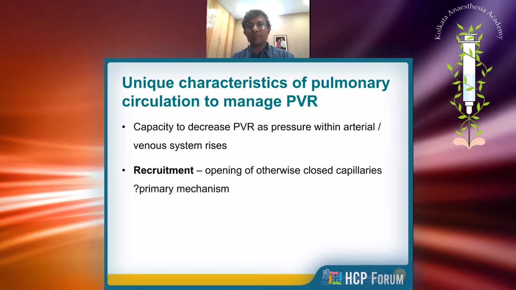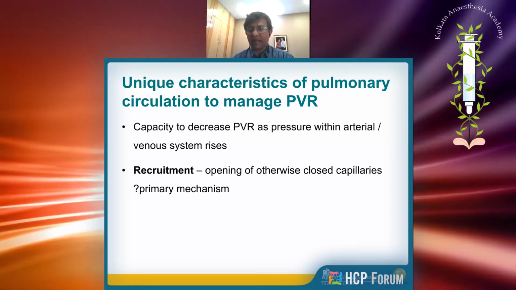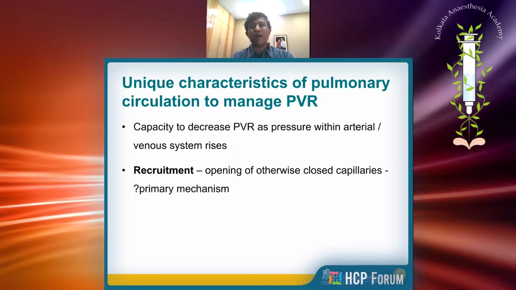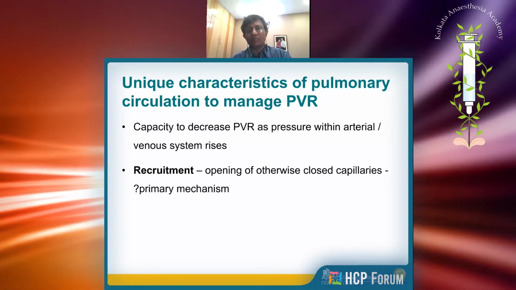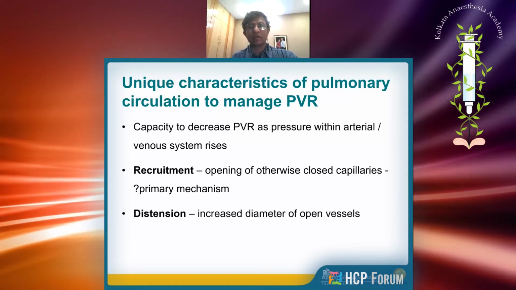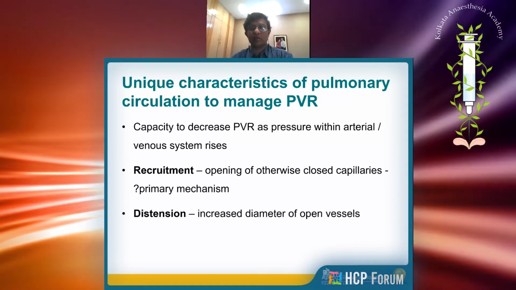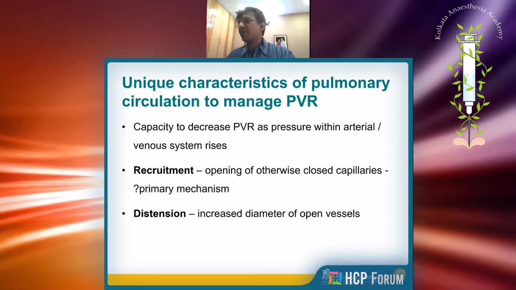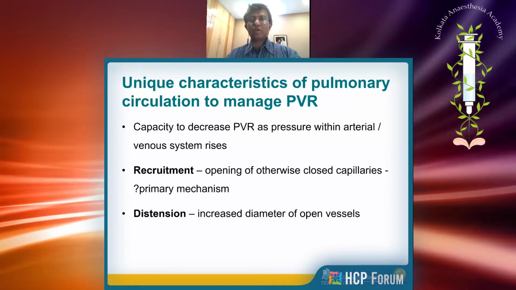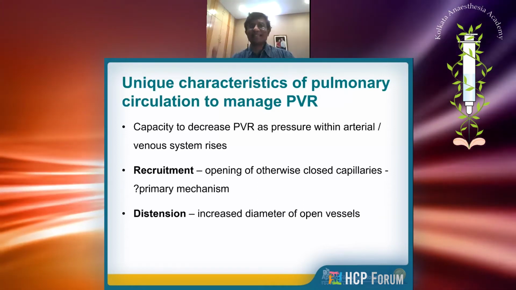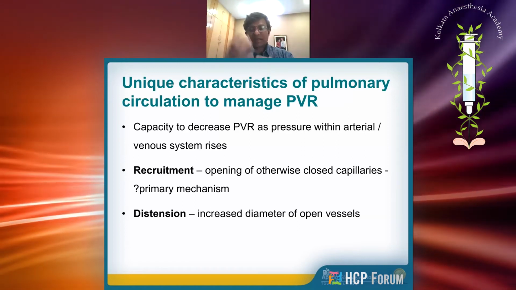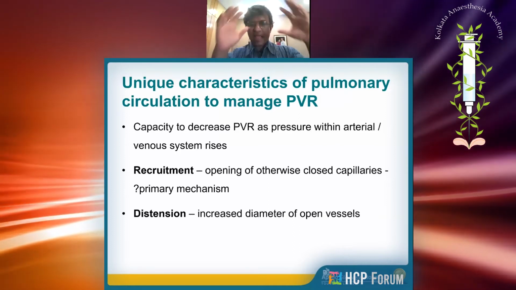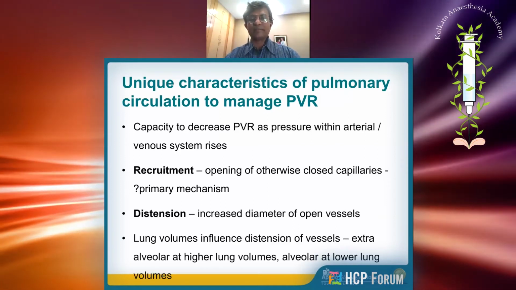One is recruitment, which is opening of the otherwise closed capillaries, and possibly the primary mechanism. So you had capillaries which were not part of that circuit, but because of more flow, they are opening up, and so it gives more area, and the PVR does not go up. The other phenomenon is distension, whereby there is an increased diameter of the open vessels. This is the distensibility, and this is possibly, as we have discussed, because of less smooth muscle. So it has the ability to distend more, and therefore the resistance does not increase much.